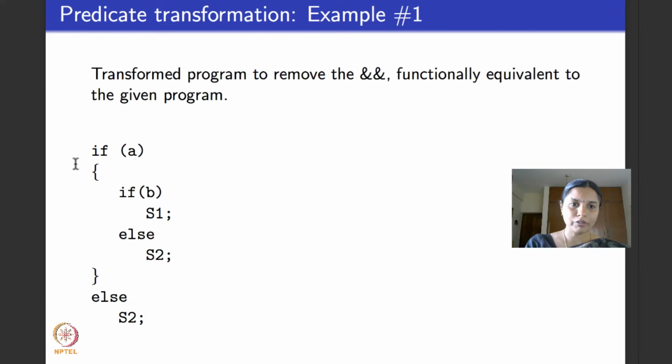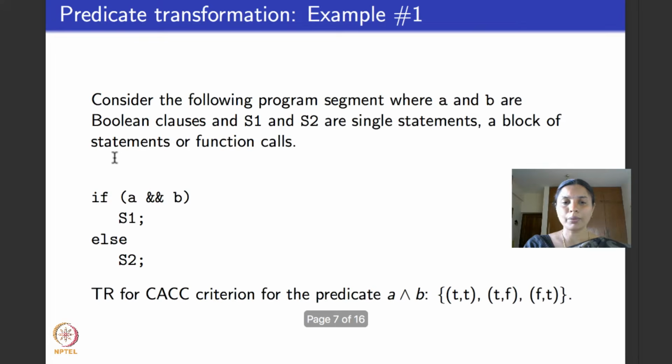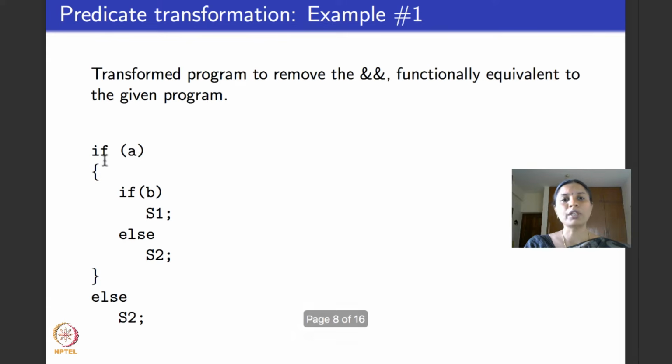This one is the else for the first if here. It says if A is false, then you do S2. So what I have achieved here, I have taken the program in this slide, which says if A and B are both true, do S1, else do S2. And I have broken it up like this.